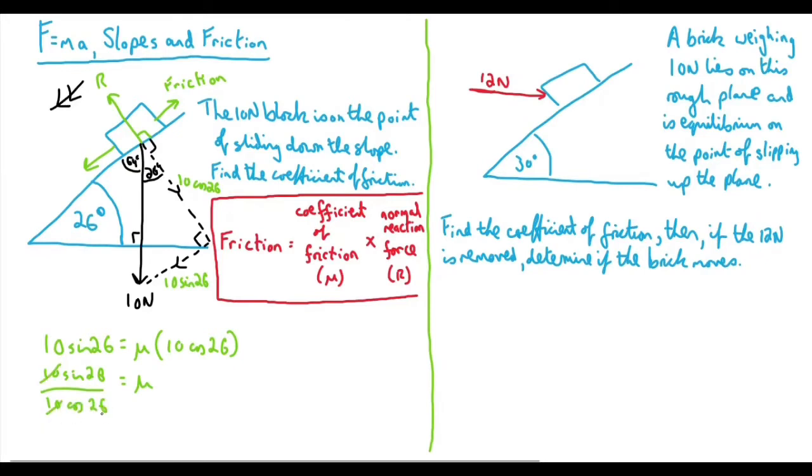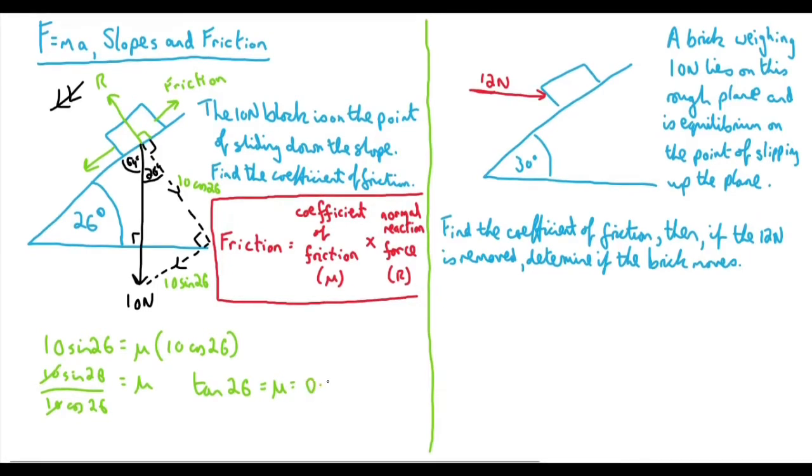And from our trigonometric identities, we can say that sine of one angle over cos of the same angle is the same as tan of that angle. So tan 26 equals mu, and if you were just to put that into your calculator, let's say to 3 decimal places, you would get 0.488.